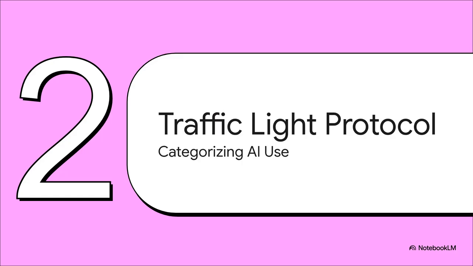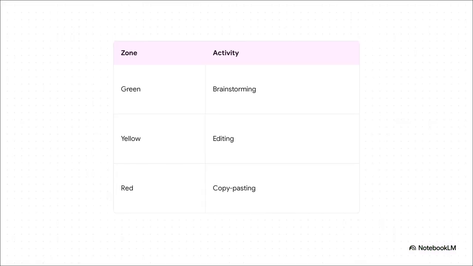But what actually happens when that door is opened? That brings us to Section 2, the traffic light protocol, and categorizing ethical AI use. This protocol is brilliant because, just like driving, it uses a system we all instinctively understand right off the bat. Green is your safe zone. This is stuff like brainstorming or maybe getting some feedback on a rough draft you already wrote yourself. It sparks ideas and it's highly constructive.